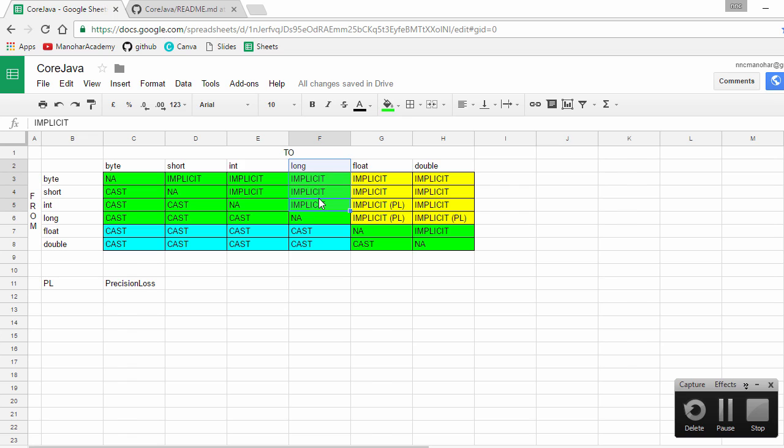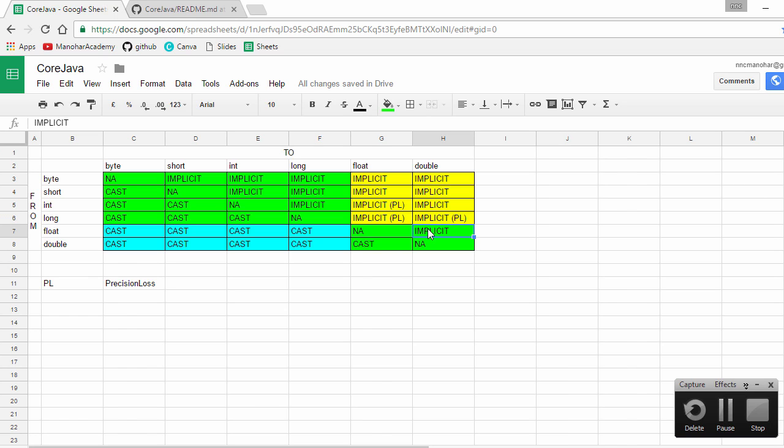So long can have very high values. So coming to the lower values of this diagonal, not applicable. Anything will be an explicit cast. For example, short to byte, explicit cast, int to byte, explicit cast, long to byte, explicit cast. So this is very easy to remember, very easy to understand. Similarly, float to float not applicable, double to double not applicable, and double to float you have to cast it, but float to double it is implicit.